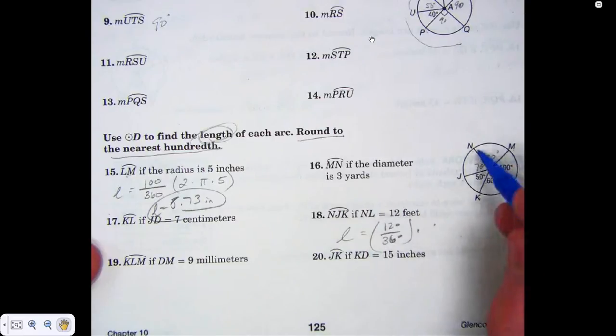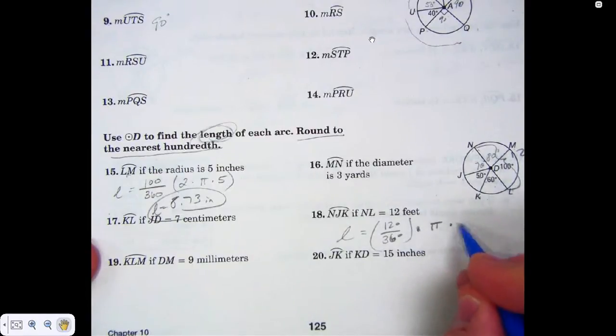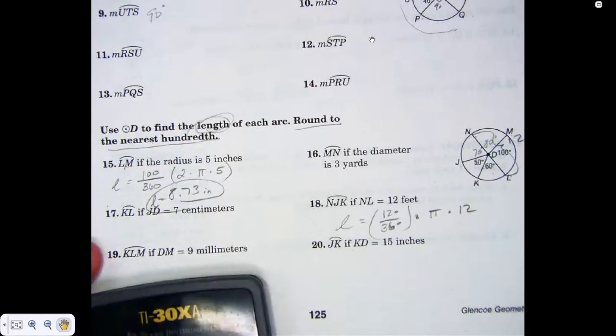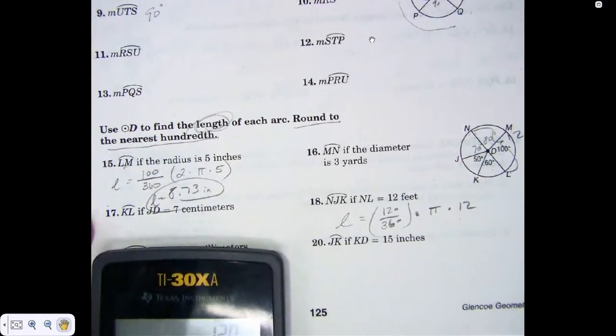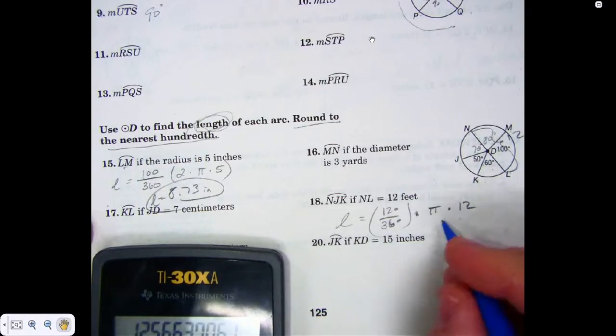NL equals what? 12 feet. So pay attention. What do they give me? They give me the diameter, or do they give me the radius? So it's just going to be times pi times what? 12. I don't need to do 2 pi r. I can just do pi d, right? If you wanted to, you could go 2 times pi times 6, but you'll get the same thing. So I'm going to go 120 divided by 360 equals, it's a third basically, times pi times 12. What'd you guys get?